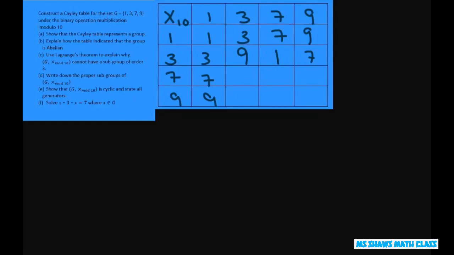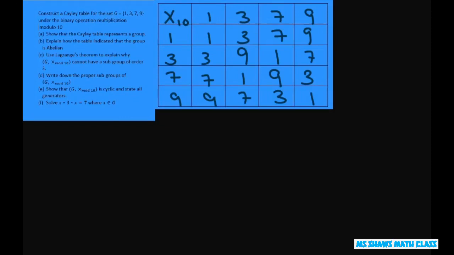7 times 3, we've already done that one. We got 1. 7 times 7 is 49. Divide that by 10, you have a remainder of 9. And 7 times 9 is 63. Divide that by 10, and your remainder will be 3. 9 times 3 is 27. Divide by 10, your remainder is 7. And then we already knew that's 3. And 81 divided by 10 will give you a remainder of 1. So there's your Cayley table.